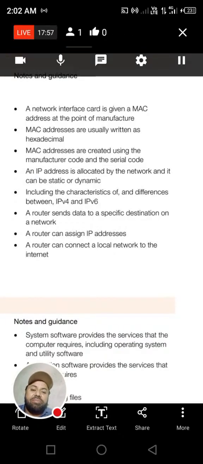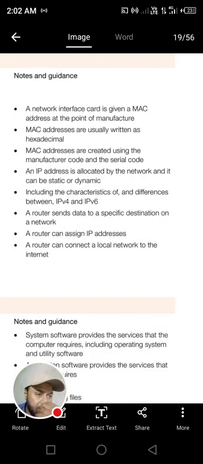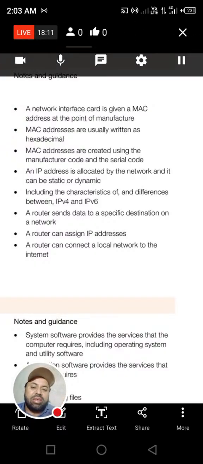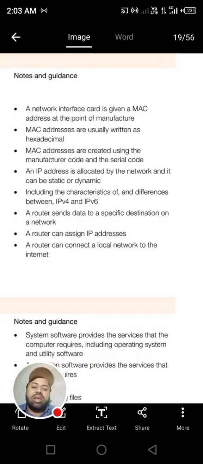When a company manufactures a NIC, it gives it a specific MAC address. MAC addresses are usually written in hexadecimal because it is easier to understand than binary, since each hexadecimal symbol corresponds to 4 binary bits. MAC addresses are created using the manufacturer code and the serial code. An IP address is allocated by the network and it can be static or dynamic.